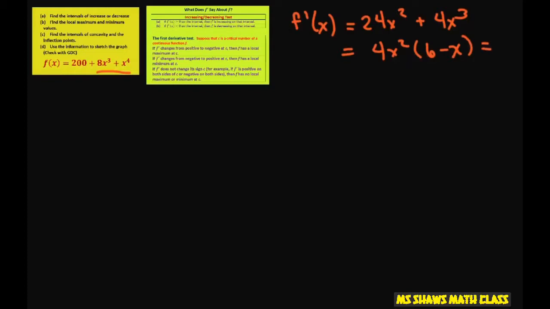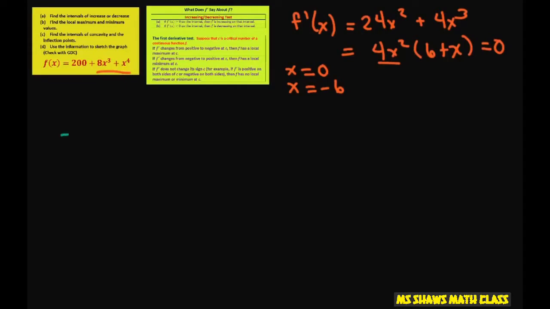So f prime of x equals 24, doing this one, x squared plus 4x cubed. And then you set that to 0, but let's factor this some more. Factor out a 4x squared, and you're going to get a 6 minus x, and then set that to 0. So we have x equals 0 for this piece, and oh, this is a plus, and x equals negative 6. So we're going to find our intervals of increase and decrease.